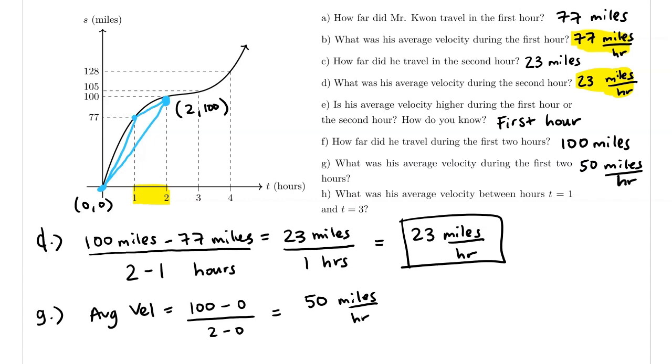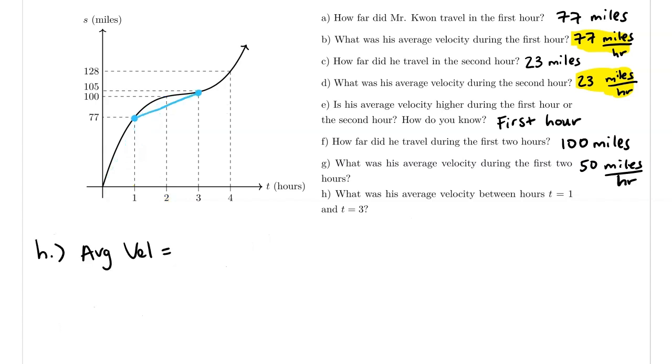Okay, part H says, what was his average velocity between hours t equals 1 and t equals 3? Okay, so I've put a point or ordered pair at (1, 77) and (3, 105). And so if I'm calculating the average velocity, again, there are several different ways you can think about it.